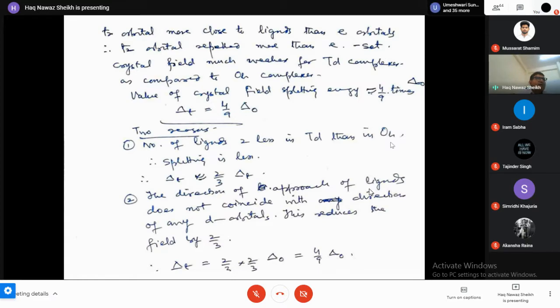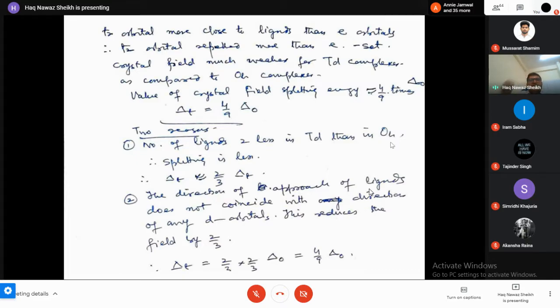Why this 4/9? Where does it come from? It has two reasons. Number one, the number of ligands is 2 less in the tetrahedron than in the octahedron. If you compare the ligands, there are 6:4. The ratio is 6:4, and the simple ratio of 6:4 or 4:6 is 2:3. That's why tetrahedron delta will be 2/3 of the octahedron. The right side should have been octahedron, I wrote it wrong. So that is one reason for the 2/3.